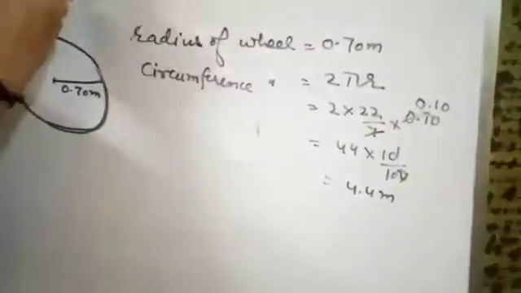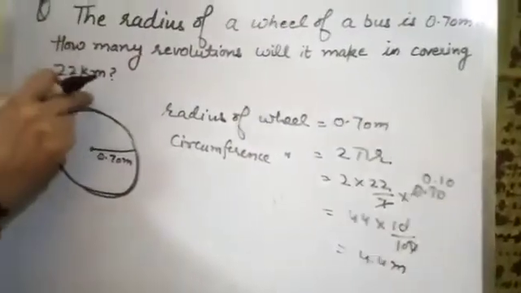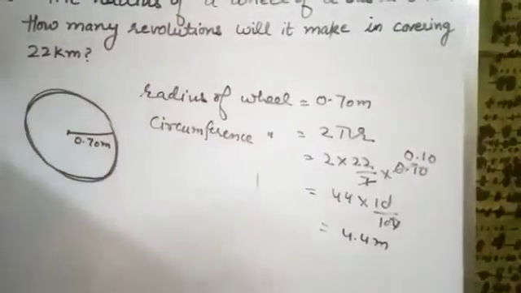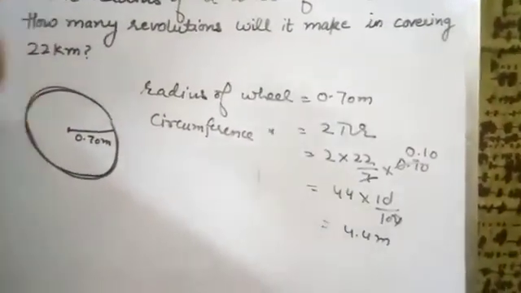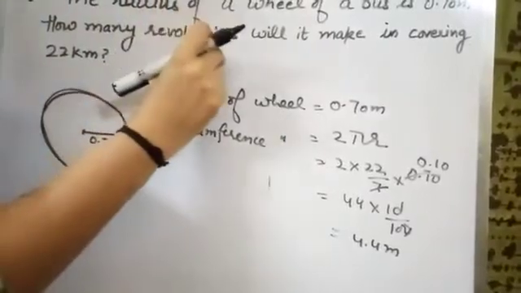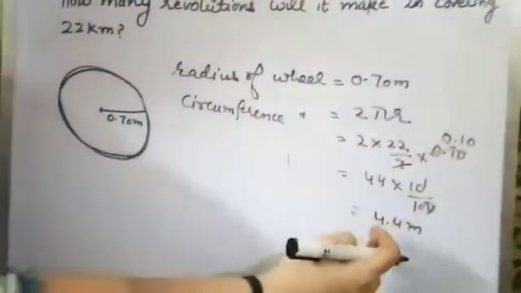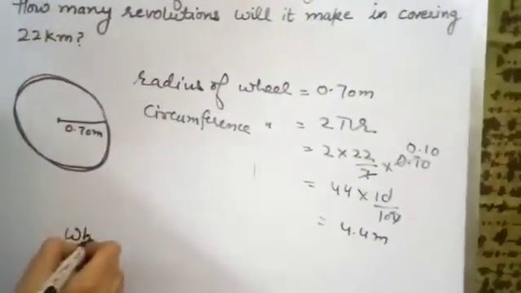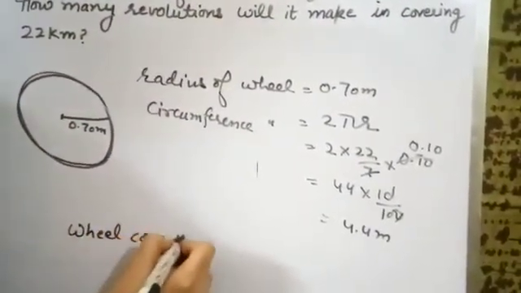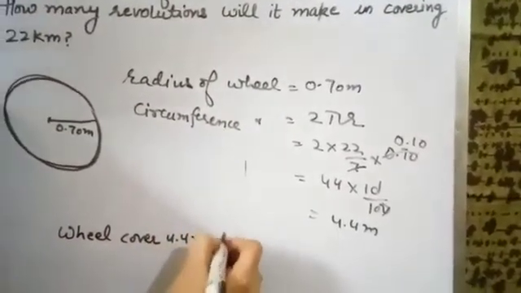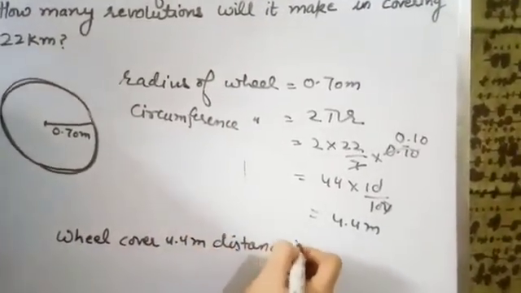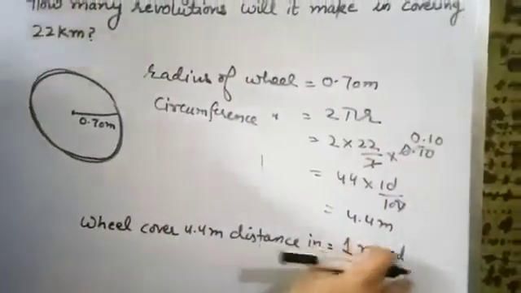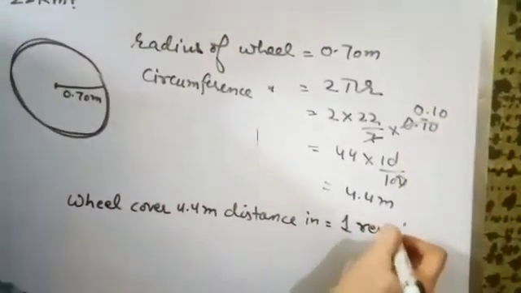Now we have to find how many revolutions it will make in covering 22 kilometers. So we are going to apply the unitary method now. In unitary method, we have to keep this thing in our mind. Which thing we have to find out? We have to find out how many revolutions. So we'll take it into RHS. Now what is given to us? The distance covered in one revolution. The wheel covered 4.4 meter distance in how many rounds? One round. One revolution. If you want to write it as one revolution, you can write it.